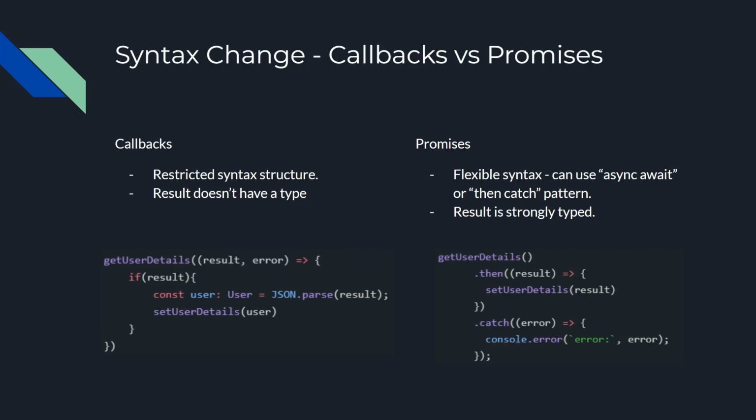So here's the change for callbacks versus promises. Promises provide a flexible syntax, so the clients who use the SDK can use both async await or the then catch pattern. And secondly, it's strongly typed. So for example, in this case, the result has a type associated with it, whereas in the callbacks, we need to manually provide the type. The advantage of strongly typed is that it gives a much better developer experience.